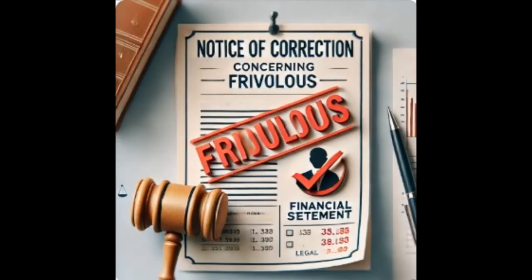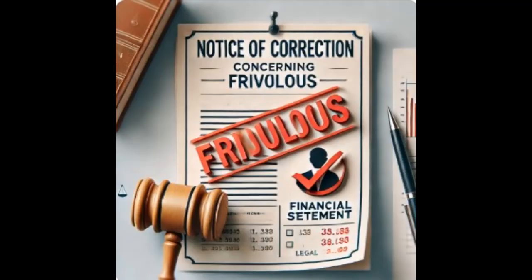Notice of correction concerning frivolous, clarifying misuse and legal implications. Definition and purpose. A notice of correction concerning frivolous is an official statement issued to dispute, clarify, or correct the wrongful application of the term frivolous in legal, financial, or administrative contexts.